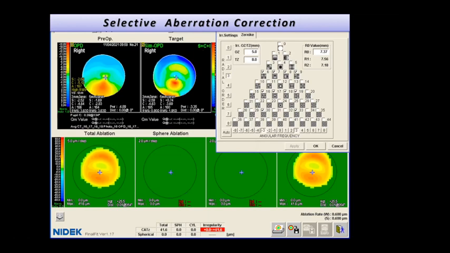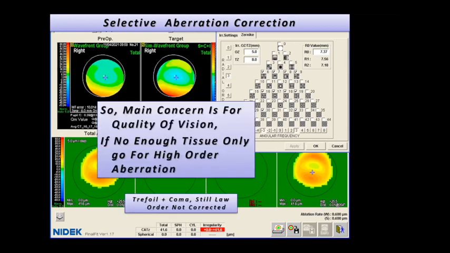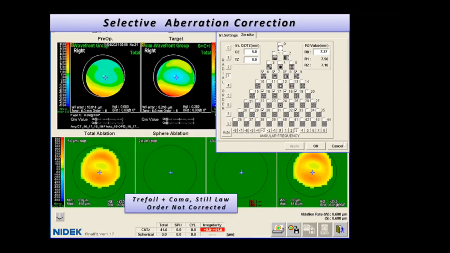Now it is the same patient. Sorry, yes, what was that case? Was it decentered? Advanced keratoconus. Advanced keratoconus. Yeah. Now it is the same case. We are still in the same case. If you look carefully here at the treatment, it is the same.